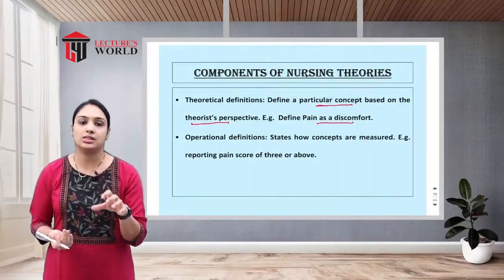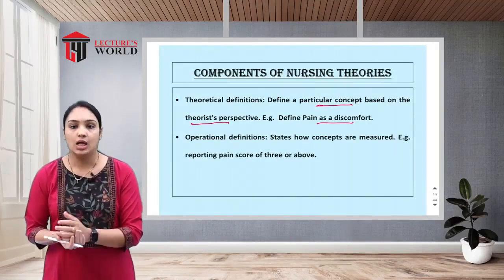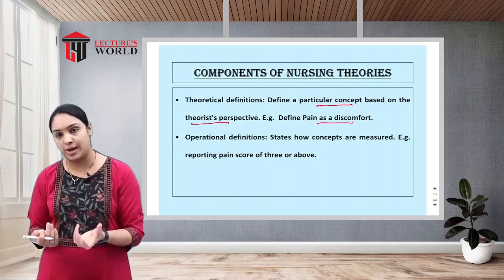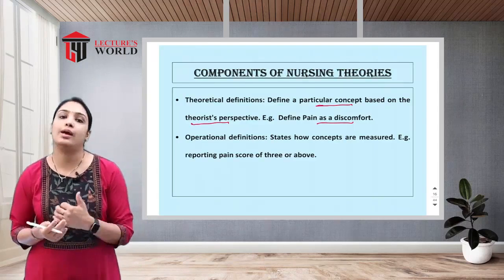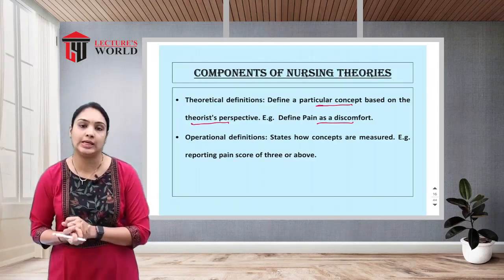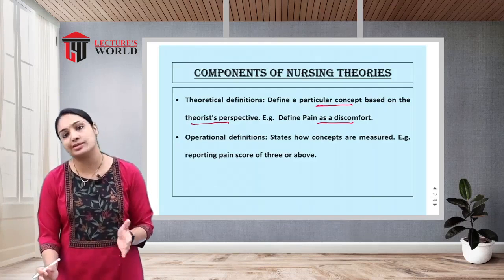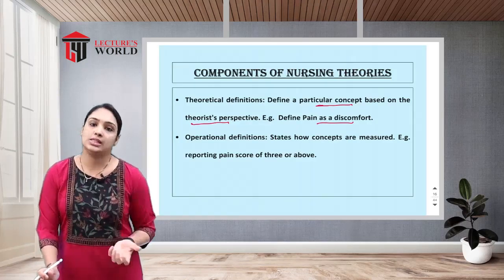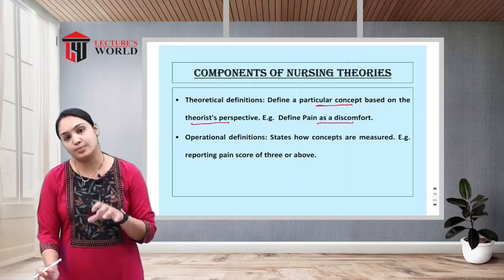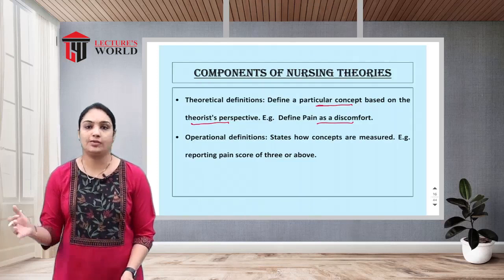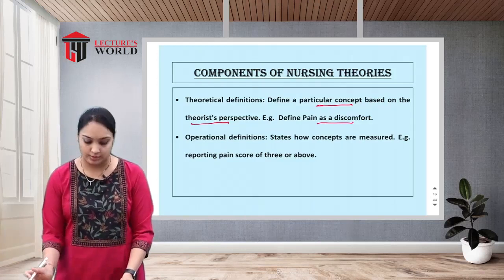Whatever theory the theorist is going to develop, on the basis of that perspective we are going to develop the theoretical definition. For example, pain: define pain as a discomfort. So the theorist's perspective is that pain is a discomfort. Like that they will describe the definition.